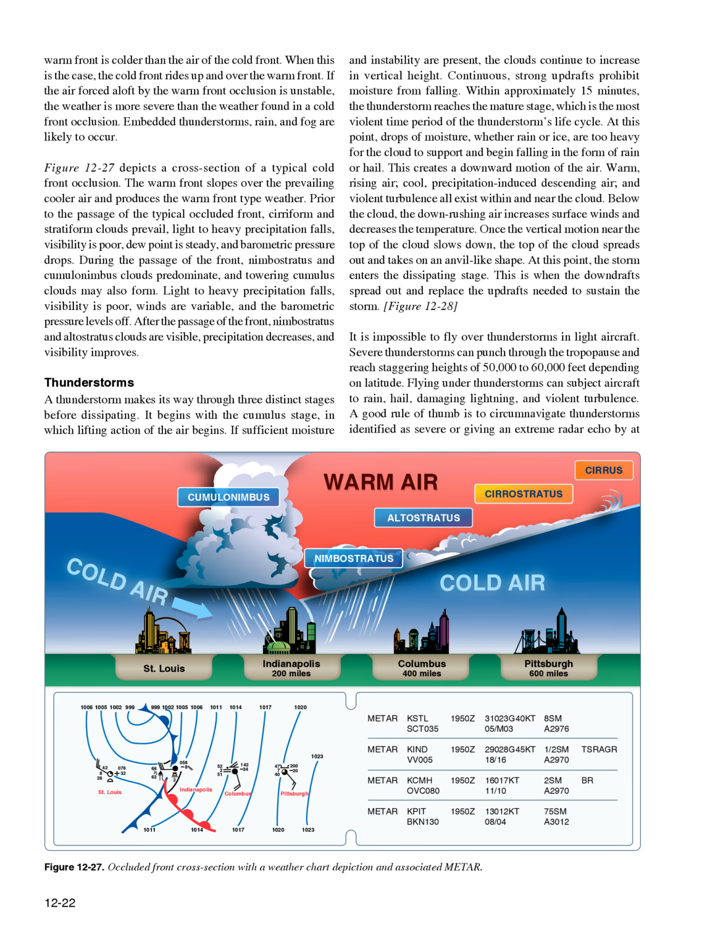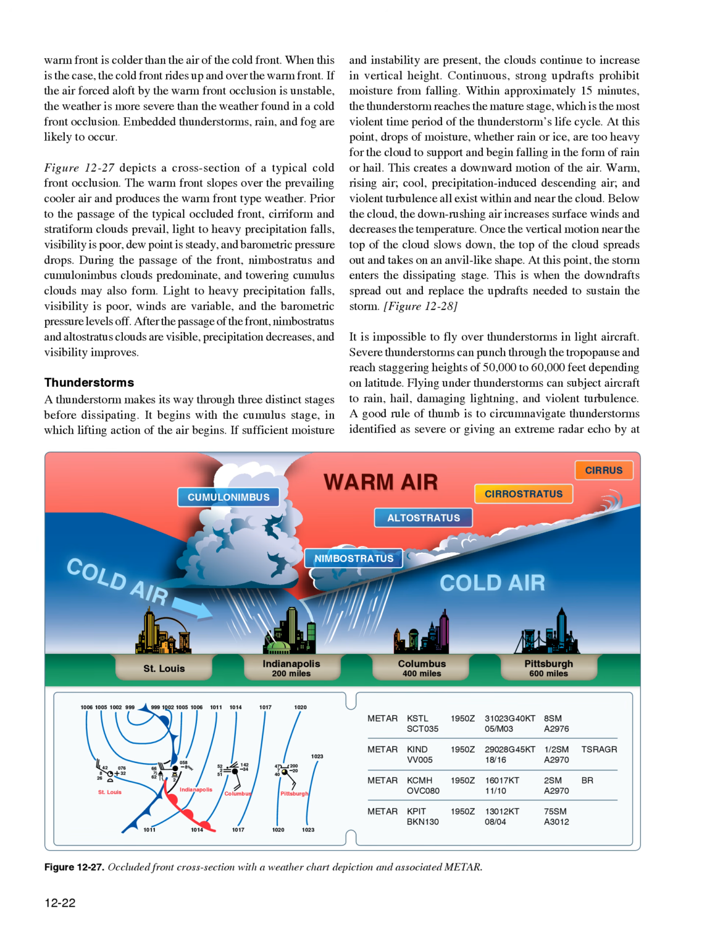Figure 12-27 depicts a cross-section of a typical cold front occlusion. The warm front slopes over the prevailing cooler air and produces the warm front type weather. Prior to the passage of the typical occluded front, cirriform and stratiform clouds prevail, light to heavy precipitation falls, visibility is poor, dew point is steady, and barometric pressure drops.